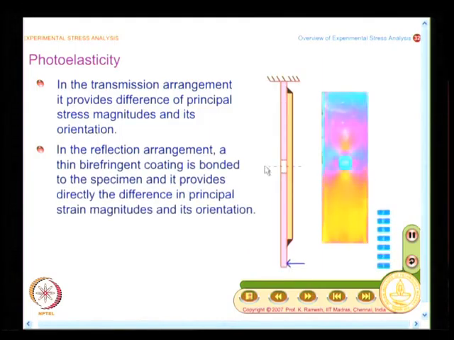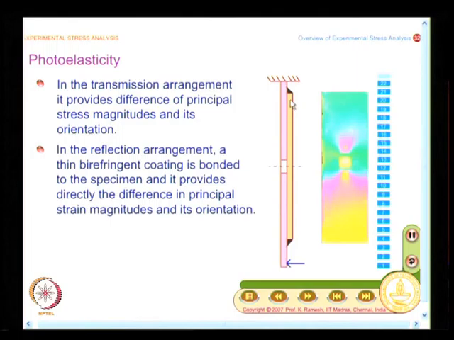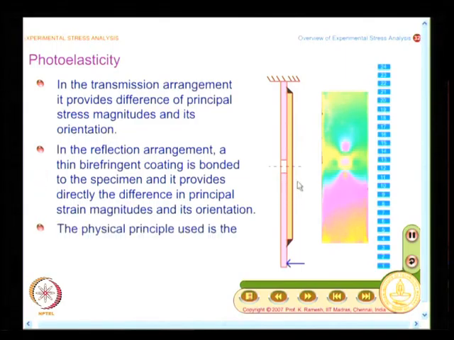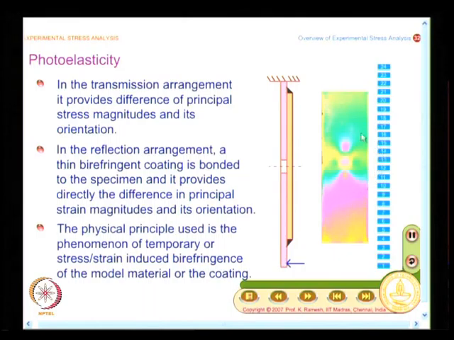What you have here is a cantilever beam with a hole, and I put a coating. The coating has the property of stress or strain induced birefringence. So, I can get the fringe patterns like this. The basic physics behind photoelasticity is temporary, stress or strain induced birefringence. It is temporary because it does not stay. Once the stresses are removed, this birefringence effect is also removed.